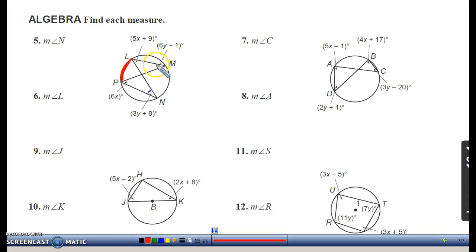And we have another one that can see the same arc. It's going to be this angle here, angle M. Okay, what happens if two interior angles see or subtend the same arc? Well, these two angles, M and N, are going to be congruent. If M and N are congruent, then I'm going to set the measure of N equal to the measure of M. So the measure of N is going to be 3y plus 8 degrees equals the measure of M, which is going to be 6y minus 1.